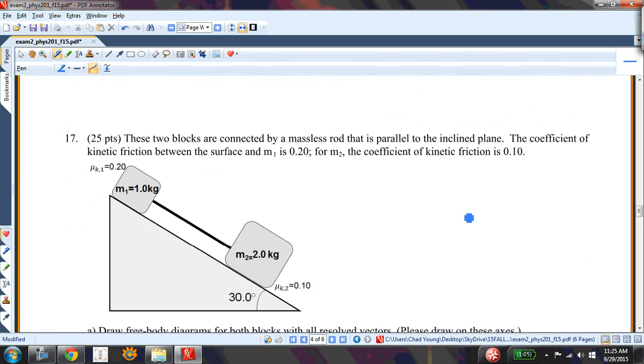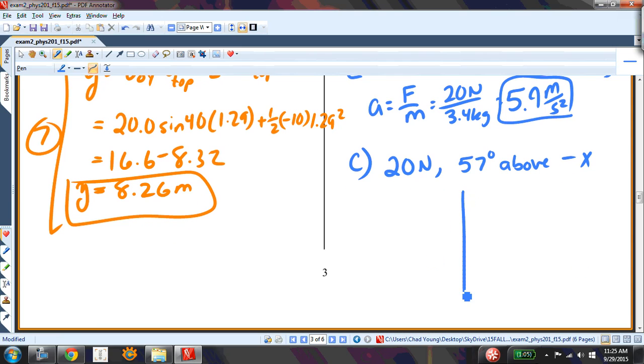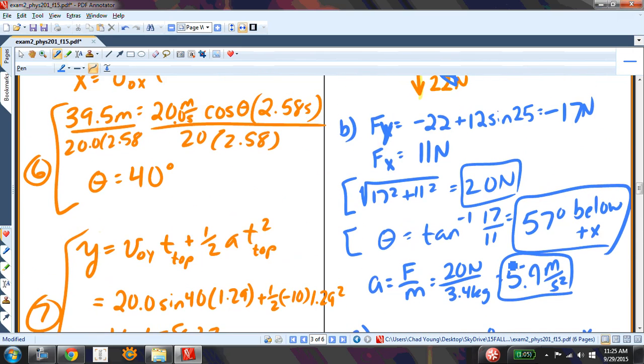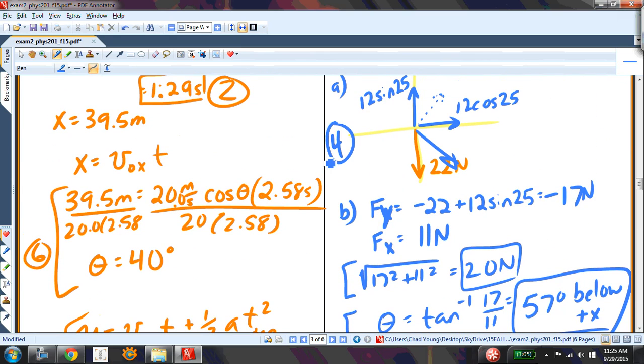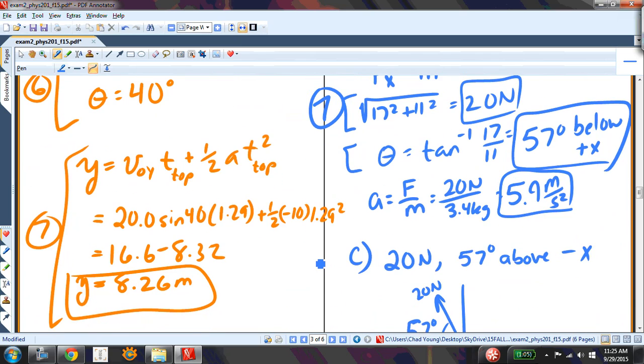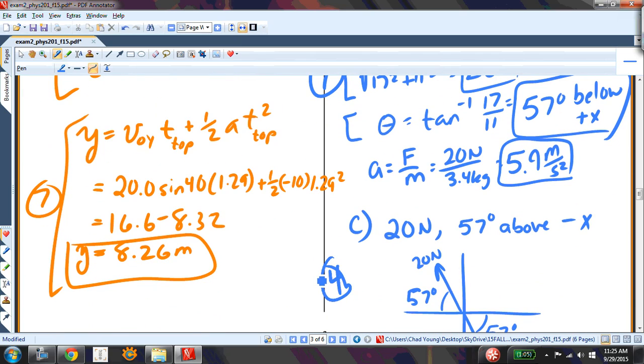Let me draw a figure here. All right, so the other object was here. That was our original force. The force that causes it to give static equilibrium will be in that direction. 57 degrees, 20 newtons. Okay, let's see. The point distribution there. This was 4 points. This was 7 points. And this was another 4 points.